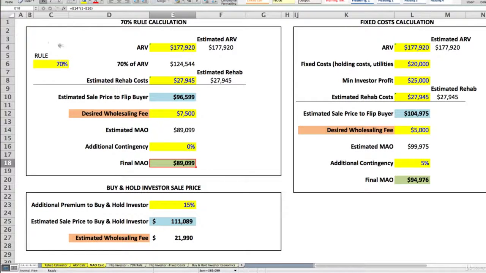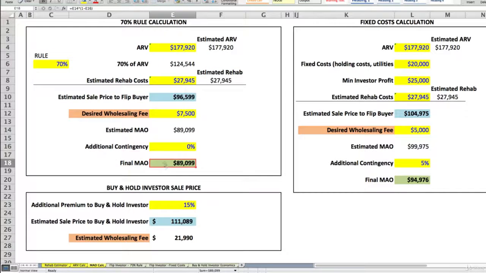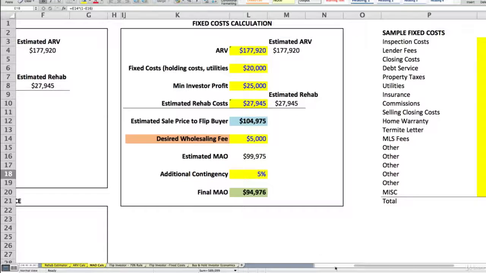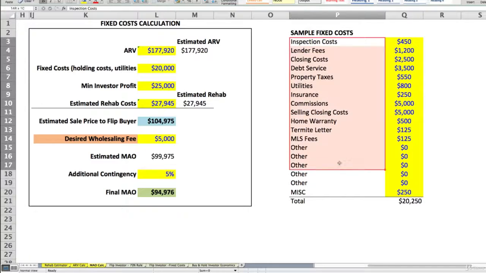Hey, in the last lecture, we looked at the 70% rule and how we arrive at the MAO. In this lecture, we're going to look at the other option, which is the fixed costs. The only difference is that instead of just using the 70% and assuming these holding costs cost the flip buyer 30% of the ARV, we're actually going to calculate it out.